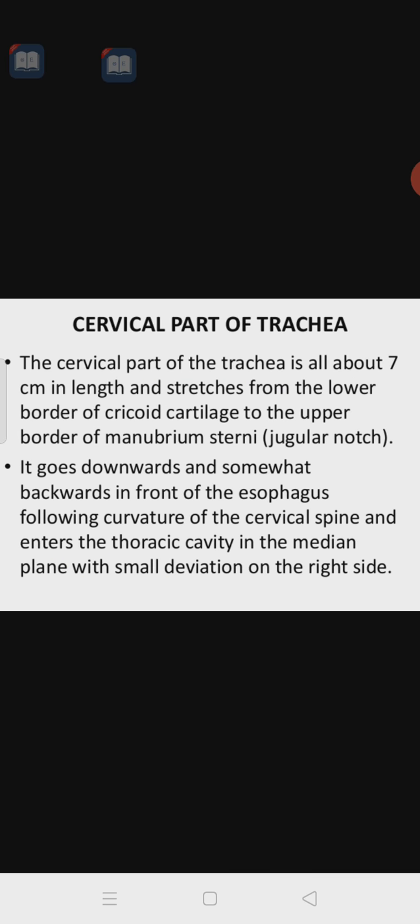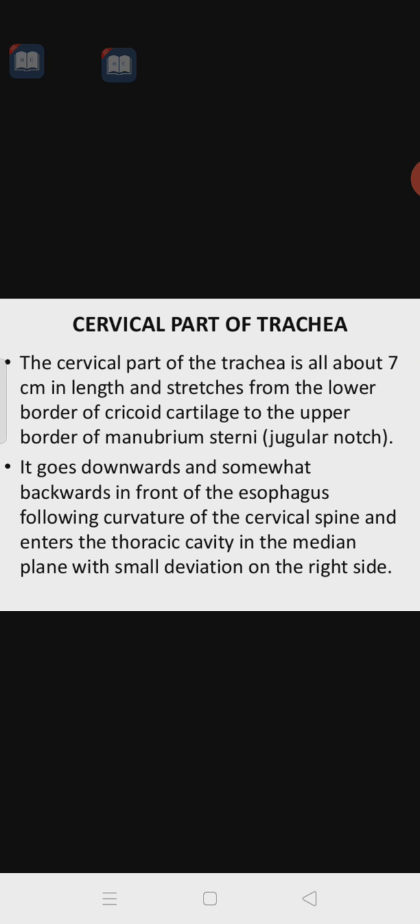Cervical part of the trachea. It is about 7 centimeters in length. That is the morphological feature, and it stretches from the lower border of the cricoid cartilage to the upper border of the manubrium sterni. So this is the length of the trachea, and in each region how many centimeters it has is given. It goes downwards and somewhat backwards in front of the esophagus.